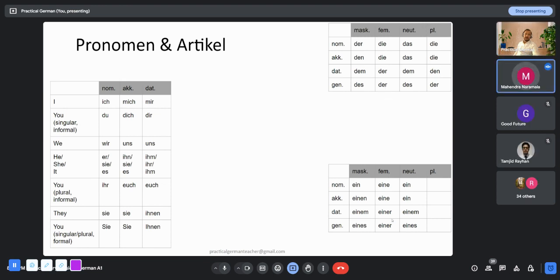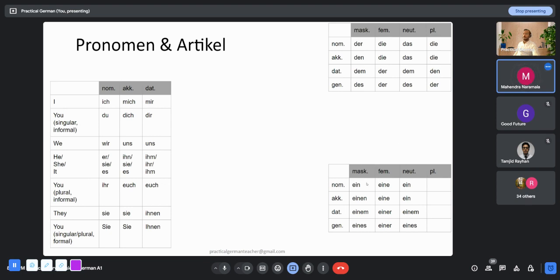I'm sorry to interrupt you. Are you sharing your screen? Because I'm able to see only the first page, pronomen and article. Yeah, but on the right side, you see these articles, right? These tables you see. Okay, okay, yeah, okay, that's what I'm talking. I'm so sorry. No problem.